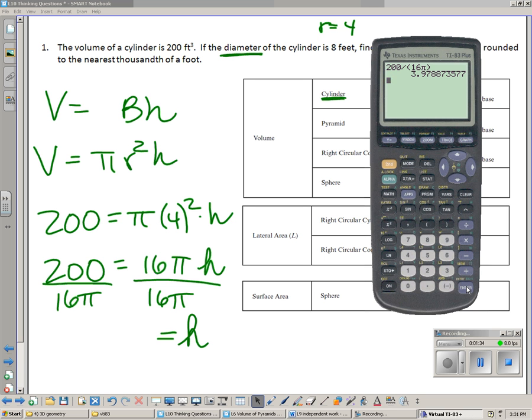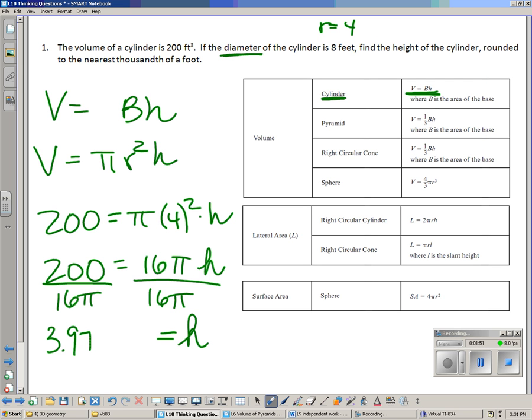If we want to round that to the nearest thousandth, I would want to round to the number that's in the thousandths place. So I look to the next door neighbor, and the next door neighbor is bigger than 5, so this would round to 3.979. And since it's the height, the units would be in feet. Okay? Important to put parentheses around the 16 pi. Absolutely critical. Otherwise, you're going to get the wrong answer.